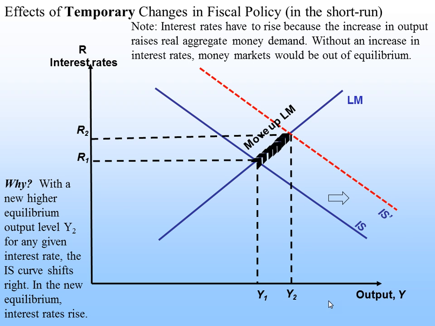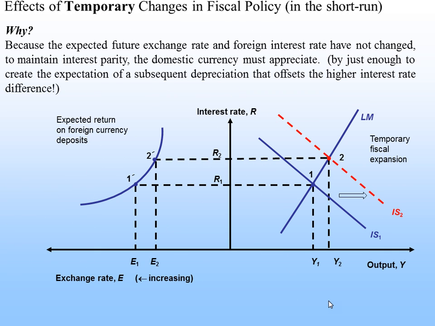And then if we expand that to Mundell-Fleming analysis, what happens to exchange rates? Well, if this is a temporary increase in G, in government spending, our expected return on foreign currency deposits hasn't changed, because our expectation of long-run future exchange rates has not changed. This curve stays where it is. And a shift out of the IS curve, or an increase in the domestic interest rate from R1 to R2, means we've got to get an appreciation of the yen from E1 to E2.